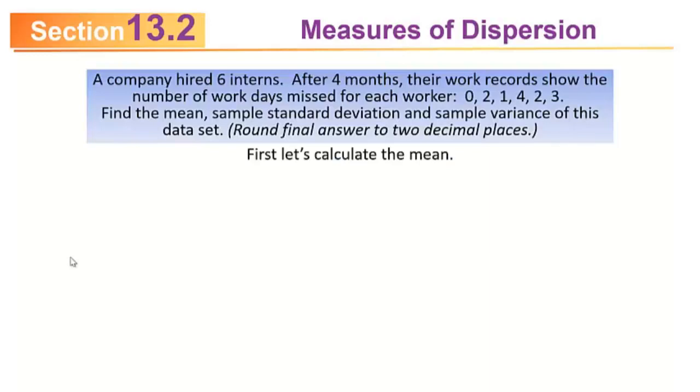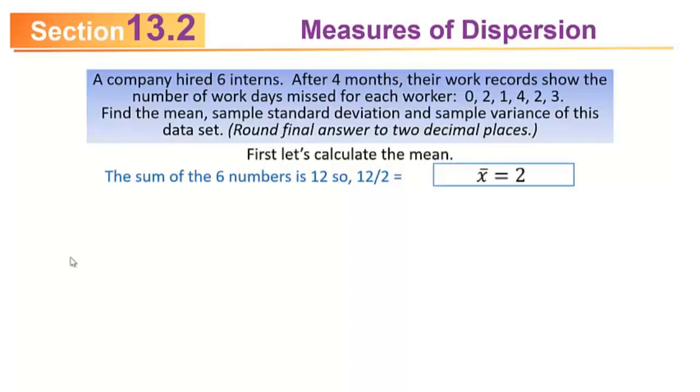So let's calculate the mean. We've done that several times now. You just add up the numbers. 0 plus 2 plus 1 plus 4 plus 2 plus 3 adds up to 12. There are 6 numbers. 12 divided by 6 is 2. So the mean x bar is equal to 2.